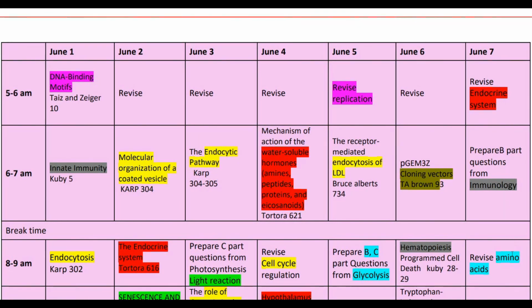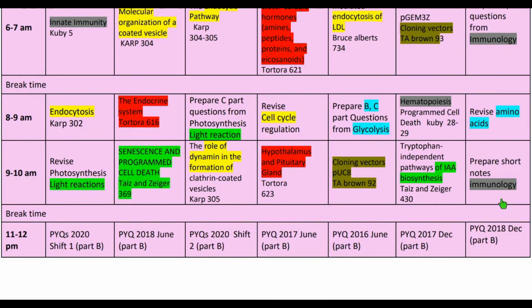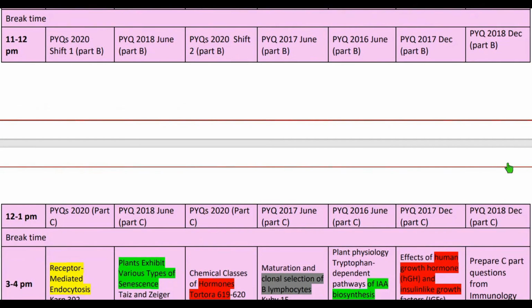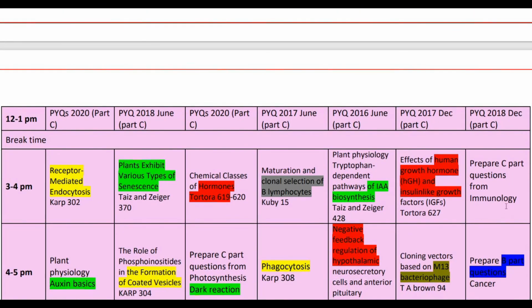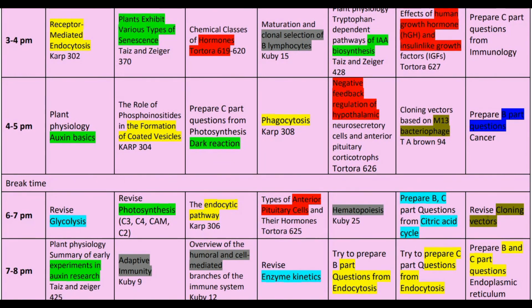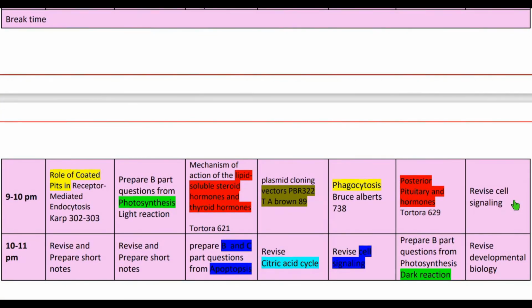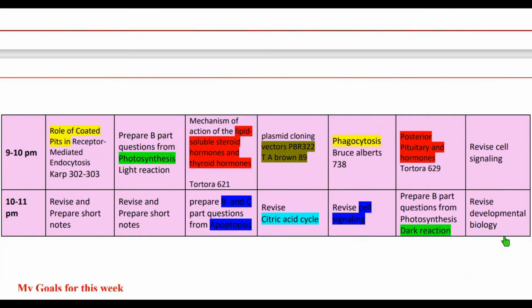8 to 9 a.m., revise amino acids. 9 to 10 a.m., prepare short notes on immunology. Then 11 to 1 p.m., previous year questions 2018 December. 3 to 4 p.m., prepare part C questions from immunology. 4 to 5 p.m., prepare part B questions on cancer. 6 to 7 p.m., revise cloning vectors. 7 to 8 p.m., prepare B and C part questions from endoplasmic reticulum. 9 to 10 p.m., revise cell signaling. 10 to 11 p.m., revise developmental biology.